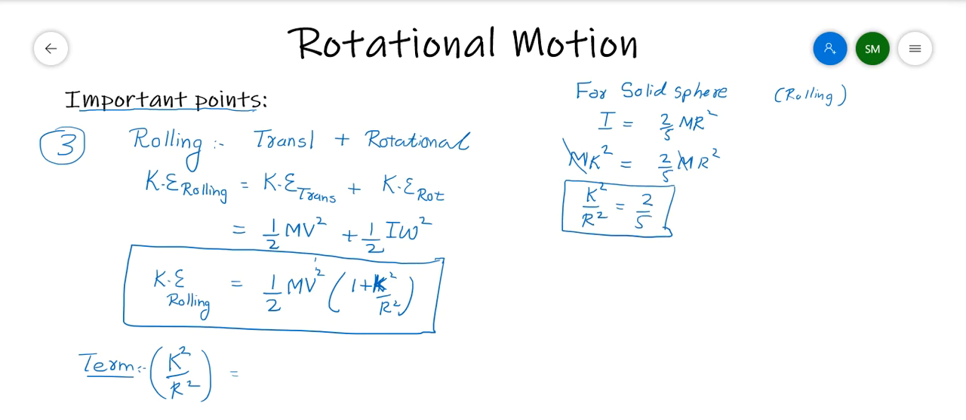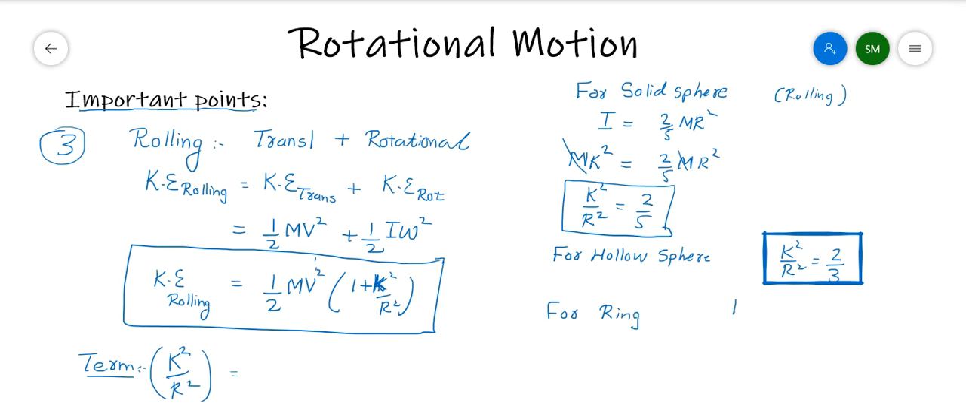Similarly, we can find it for other objects also. For a hollow sphere, the value of k square by r square comes to be 2 by 3. For an object like a ring, the value of k square by r square comes to be 1. You can find these values in the same way as I found for the solid sphere. The way I found it for the solid sphere, you can do it for the ring and other objects.